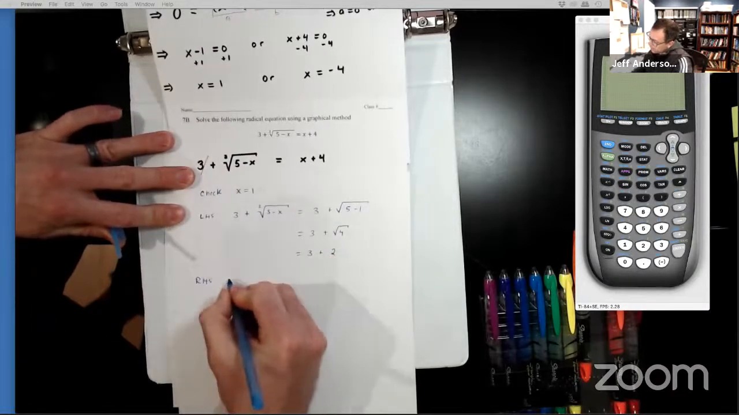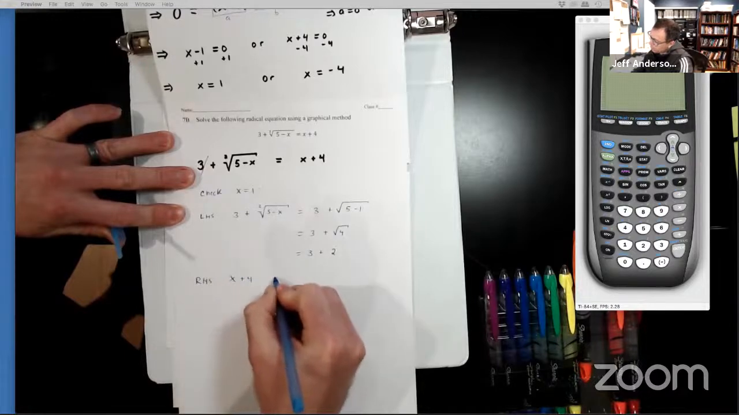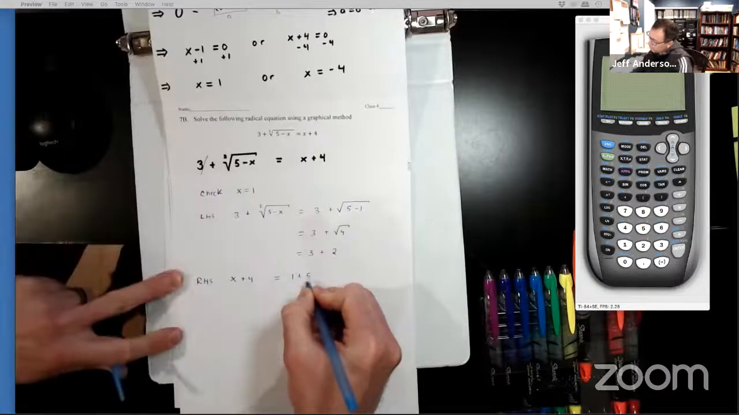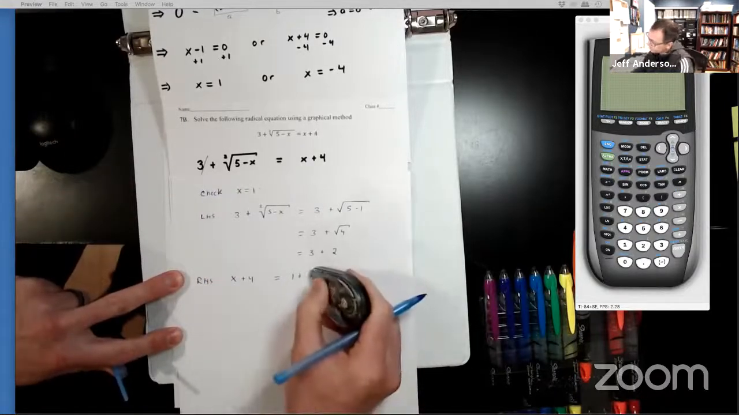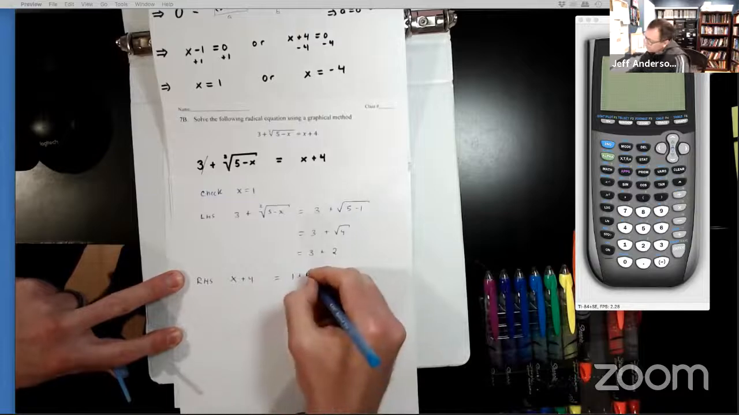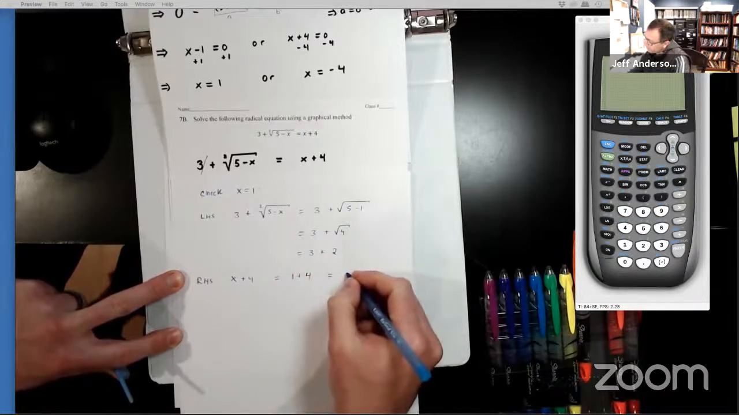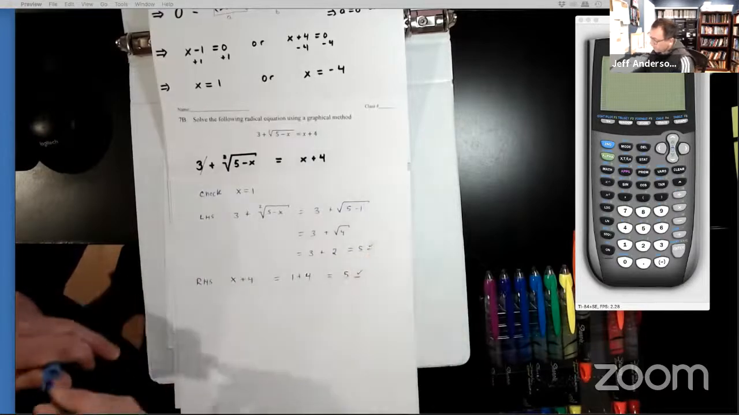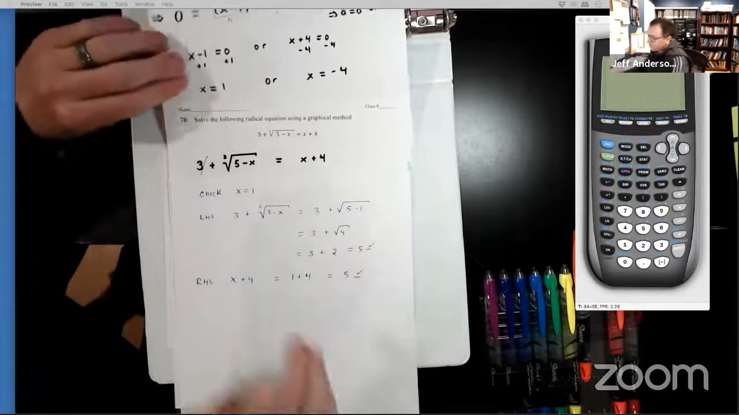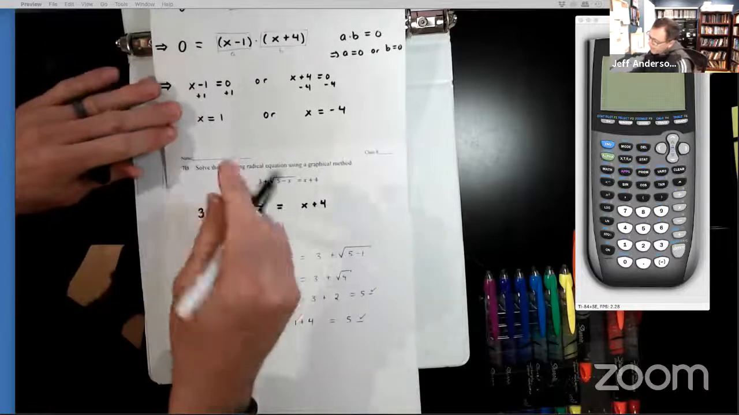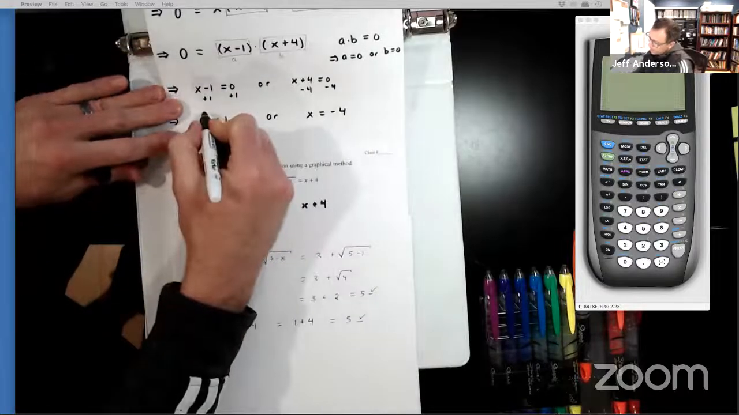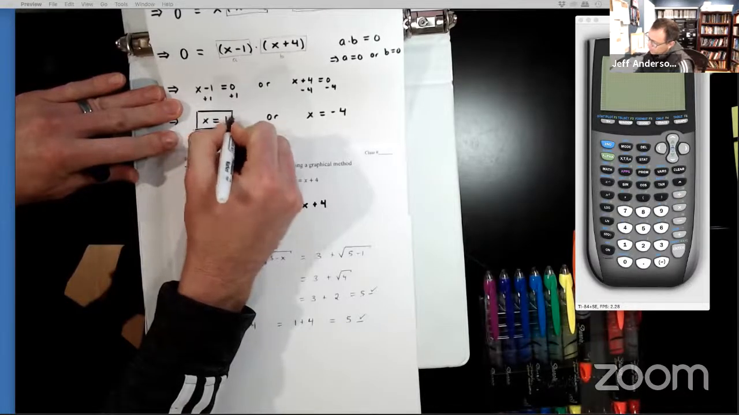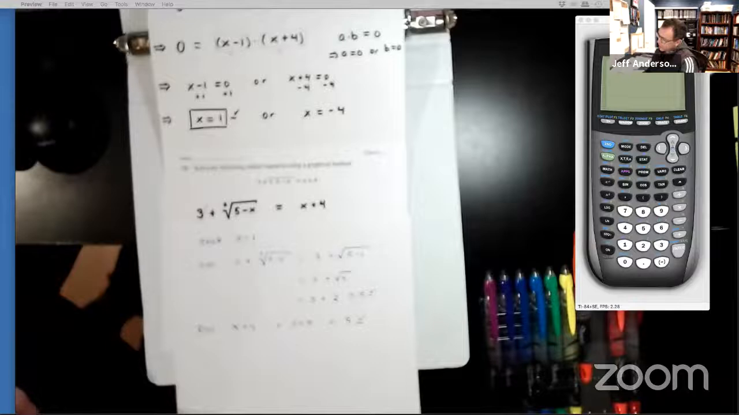The right-hand side would be x plus 4. Everywhere I see an x, I'm going to put in a 1. So this is 1 plus 4, which is 5. So notice that 5 equals 5. So what we've just confirmed is it looks like x equal 1 is a good solution to this particular problem because it actually works out.